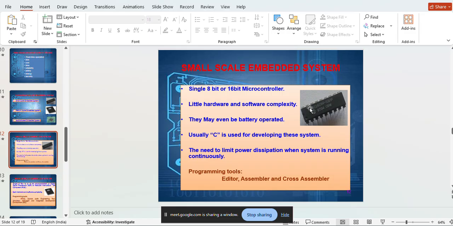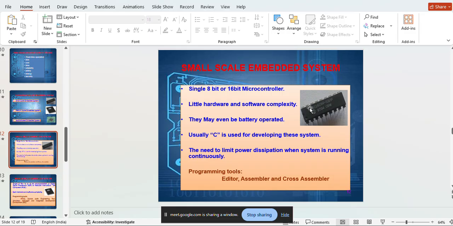So, the programming tools are like editor, assembler and cross assembler. These are the programming tools where you can program this type of controllers. Here you can write a simple program, compile it and upload it to the controller using these tools. Small scale means it has a very low speed. These are the basic and old version of design of microcontrollers.